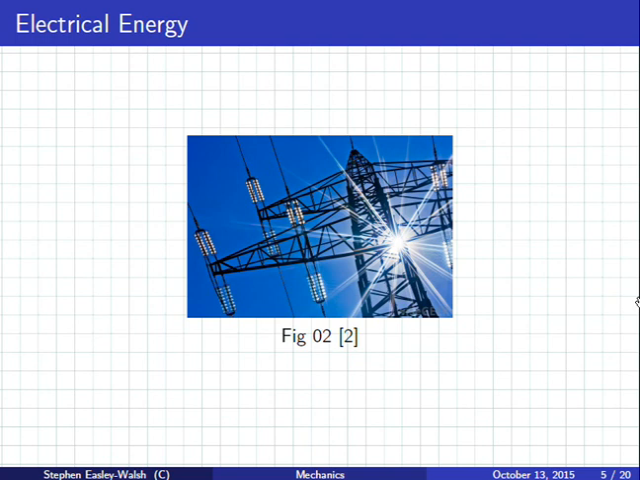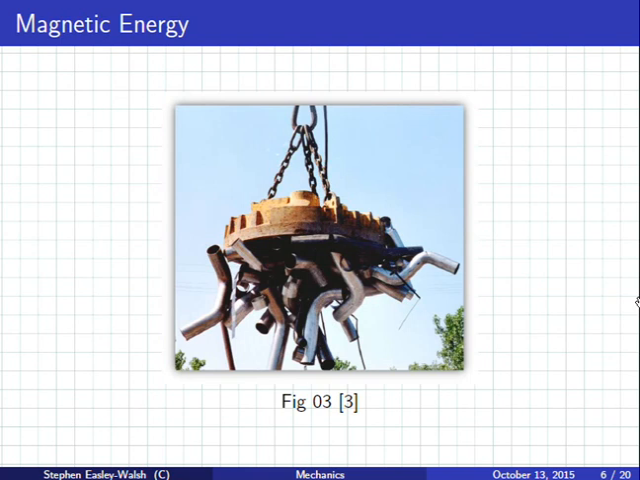Second type is magnetic energy. The picture here is a junkyard. So the magnet, what is the magnet doing? It's lifting the metal. So it's doing work, like the father lifting the child. The magnet is lifting the metal. It's doing work also. So it has energy, because it can do work.